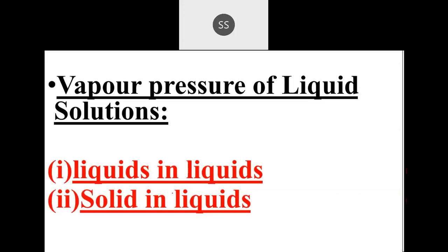Now before going into this, first you need to know what is vapor pressure. And to know vapor pressure, you need to know one more term. So let us learn that first and then we will go into this topic. This is your main topic actually, but to learn about this topic, you need to know certain basic things. So I'm starting with that first.